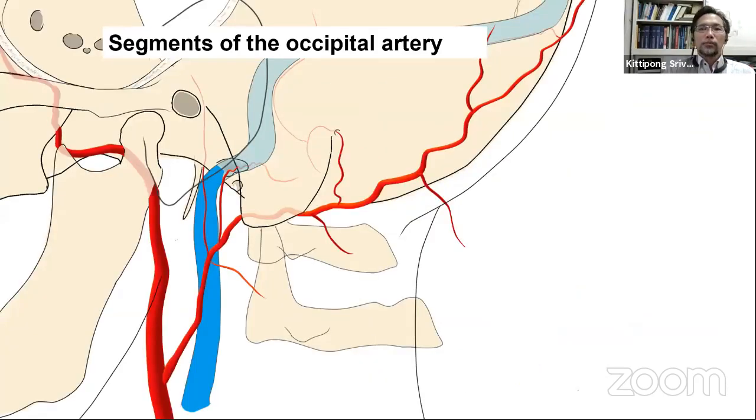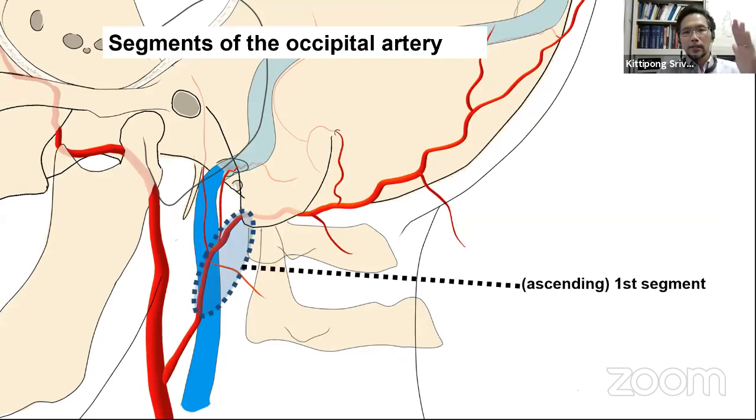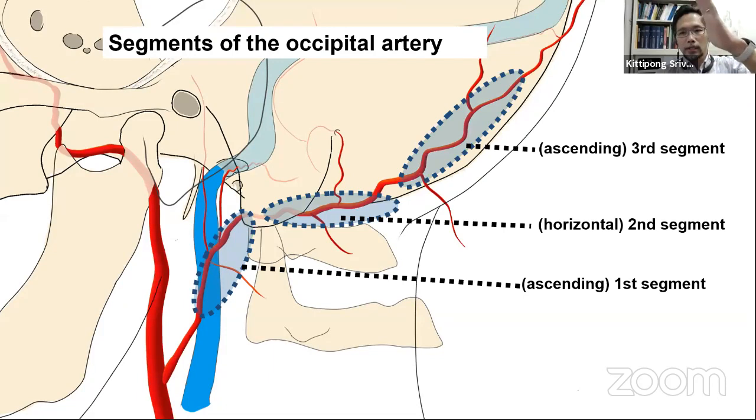So there are segments that people give names to this occipital artery. You have the ascending segment, the horizontal segment, and it will ascend again. So it's 1, 2, and 3. Why is it important to name these things? Because we have branches coming out up there, especially from segment number 1 and segment number 2. We have a lot of branches that are very important for you to know. So we go to name the branches.